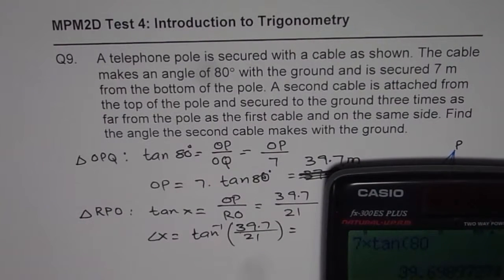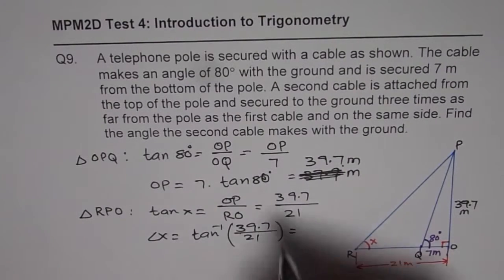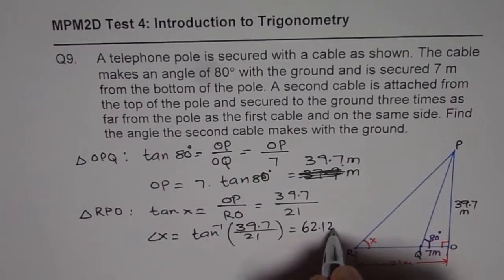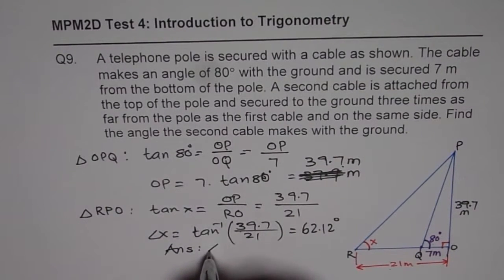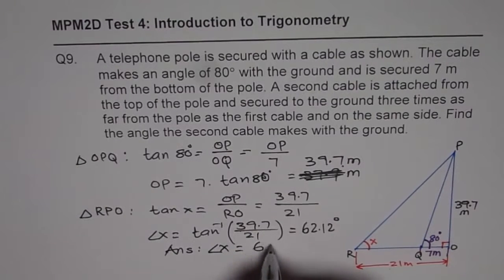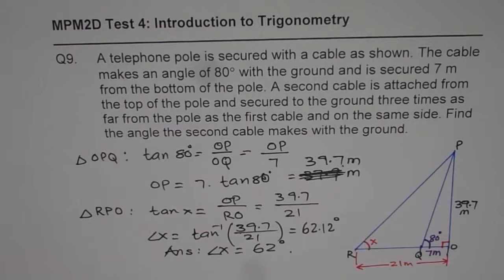So let's find it out. So second function, tan inverse, 39.7 divided by 21, bracket close, equals 62.12 degrees. So our answer is approximately angle X equals 62 degrees. Do you see that? So that is how we can find our answer using right triangles.